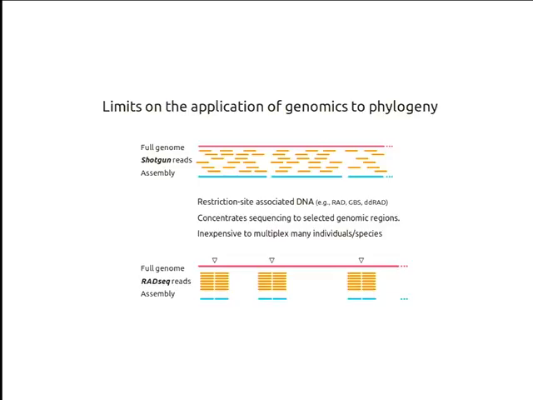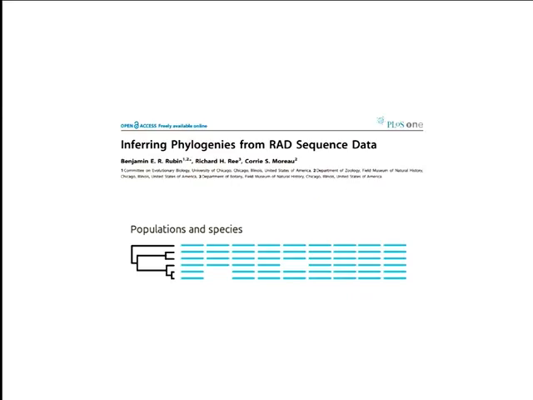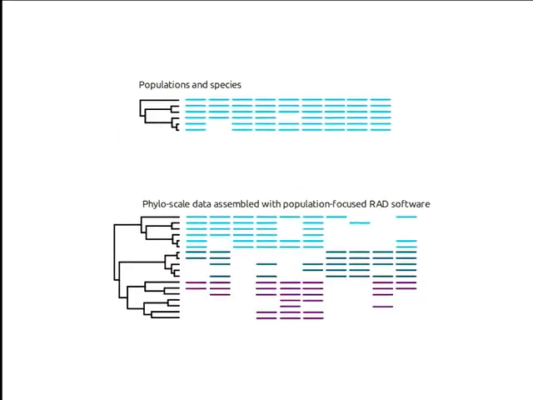Doing this, you can get really high coverage data for a subset of the genome, still possibly tens of thousands of regions, and do so across thousands of individuals relatively cheaply. RADseq was originally pioneered as a method for studying relatively shallow scale relationships, but increasingly it's being applied to deeper scale questions, and it's doing so quite successfully.